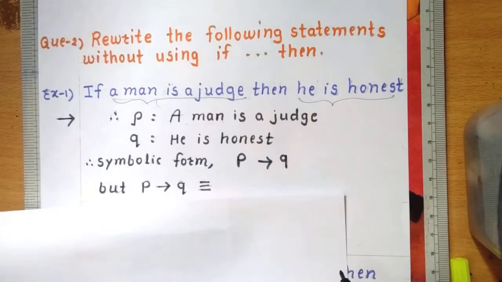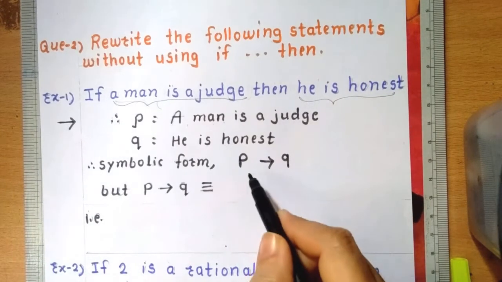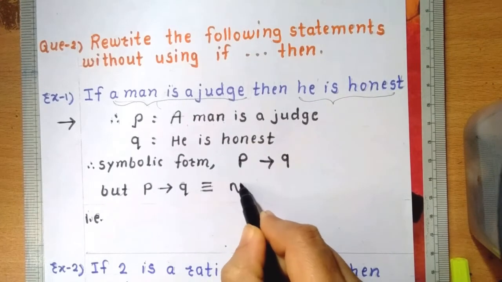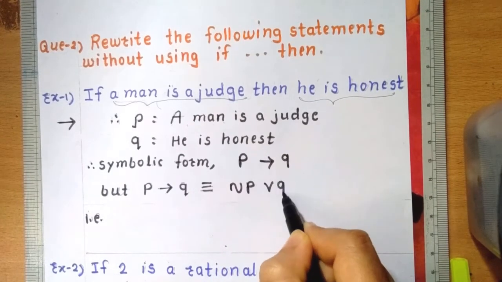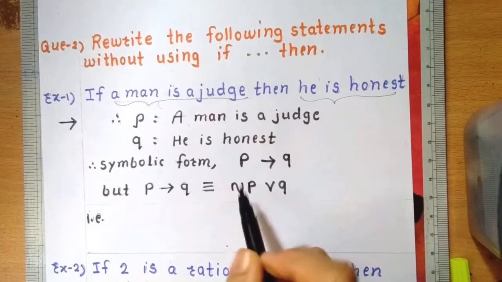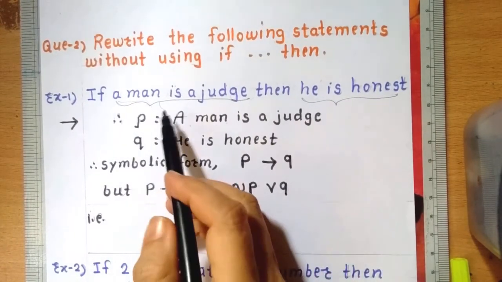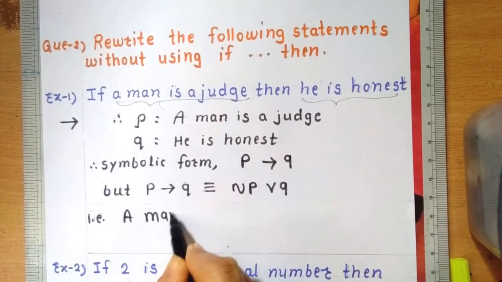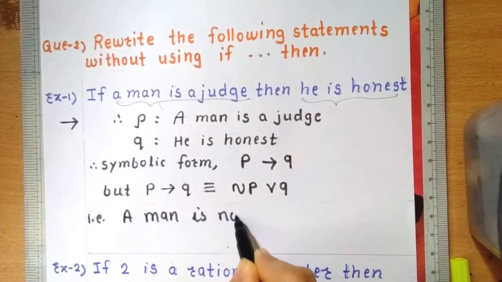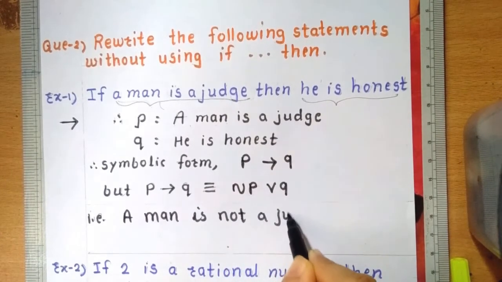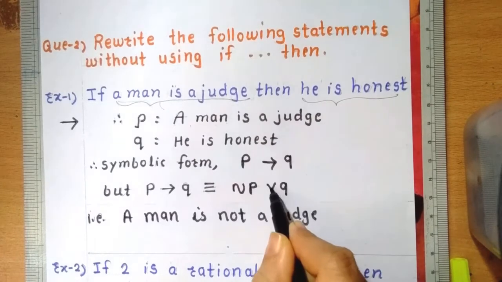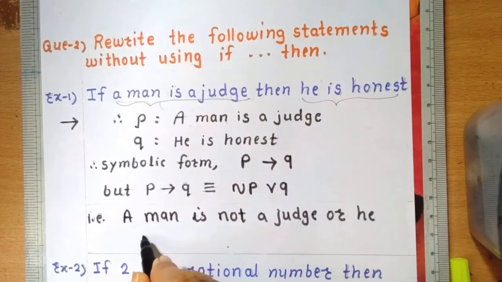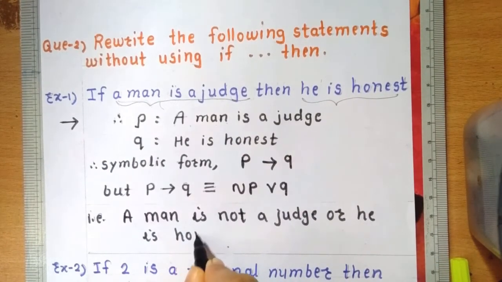Now we have already seen in the rule that the conditional statement P implies Q is given by negation P disjunction Q, and therefore we will write this in words. Negation P means we have to write the negation of this: a man is not a judge. For disjunction write down or, and write down the Q statement as it is: he is honest.